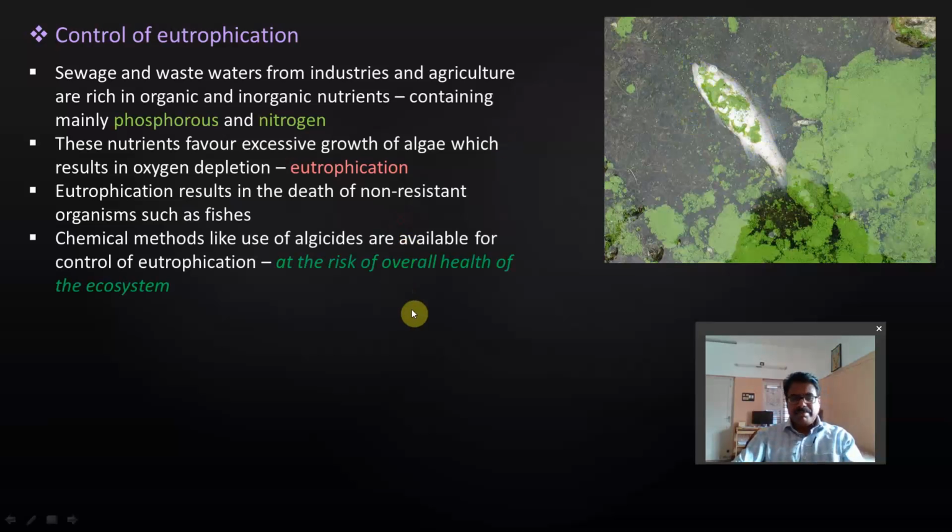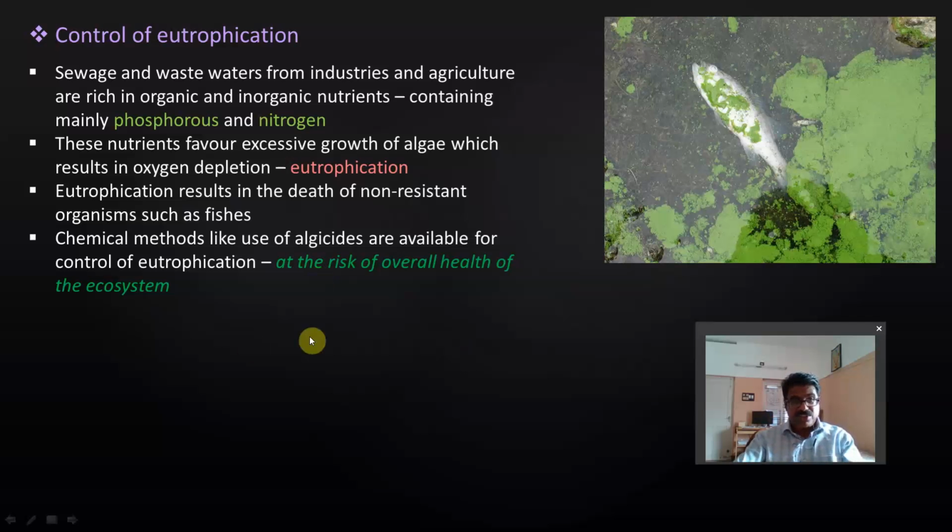There are chemical methods available, such as the use of algae-killing chemicals like algicides, for the control of eutrophication. But the problem is that these are not specific algicides. When we use these algicides, the overall health of the complete ecosystem is lost. We cannot target a specific algicide to a specific alga only. It is just like beating around the bush. So chemical methods are always at risk of harming the overall health of the ecosystem.